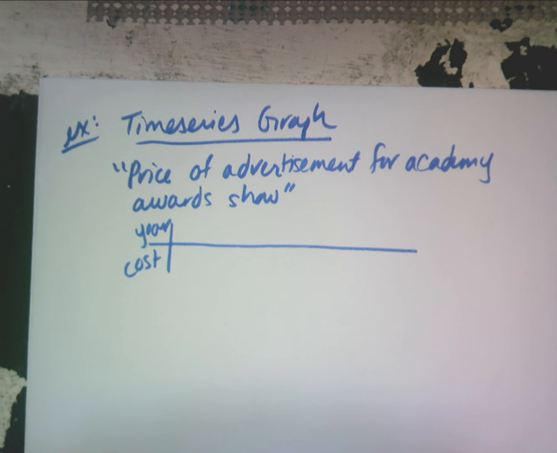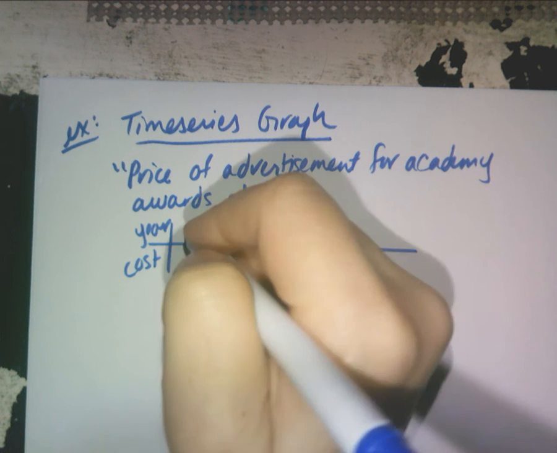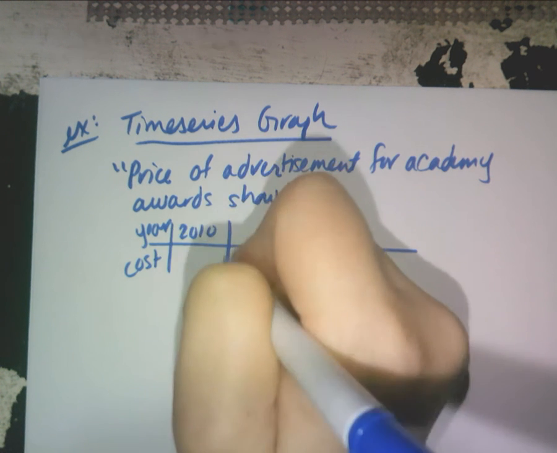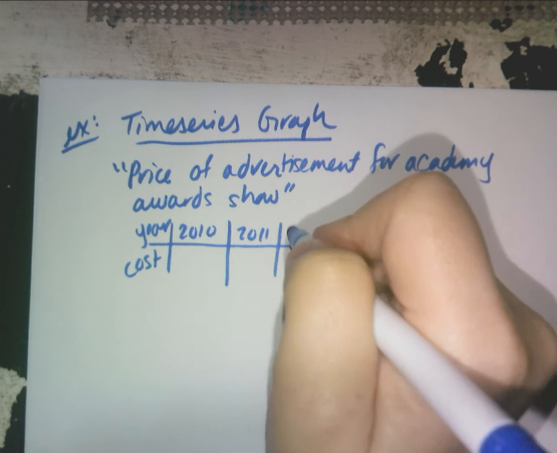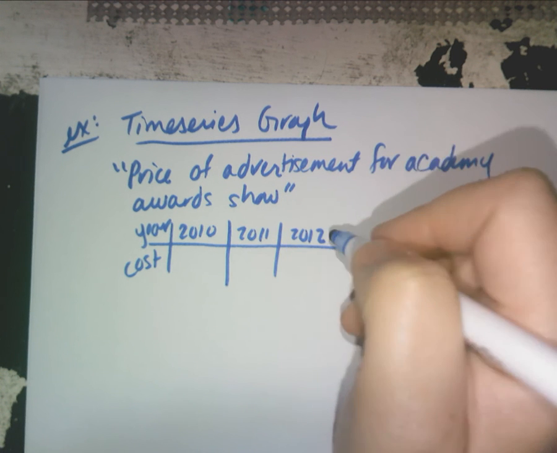Here's another one where they want you to do a time series graph. This would be the price of advertisement for the Academy Award show. Don't know if you realize that's an expensive one. So here's the year 2010, 2011, 2012, all the way up to 2015.